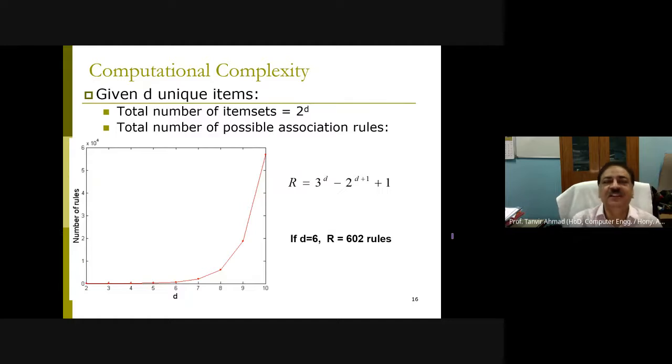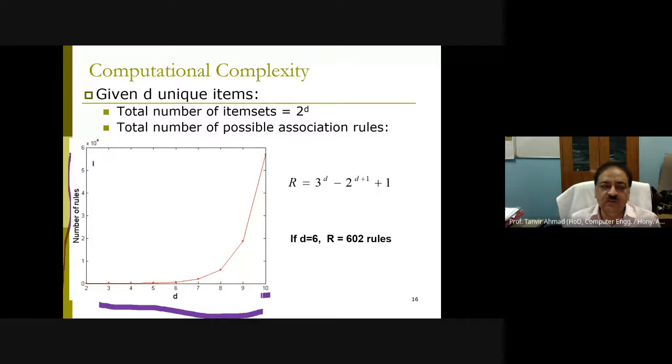Now we will try to understand why this computational complexity becomes so large. If I draw this graph, this is D, and these are the number of rules. You find that if D becomes 6, the number of rules is small. But if D becomes 10, the number of rules reaches a value of around 5 into 10 to the power of 4.